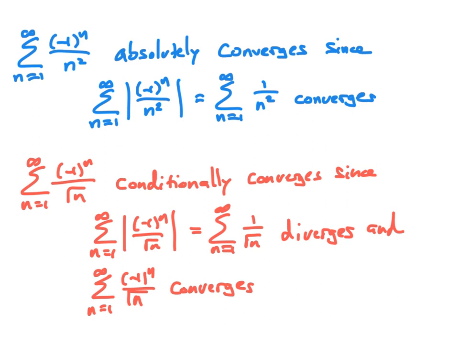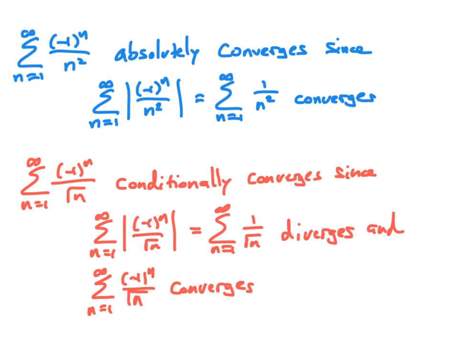So to summarize the two examples that we've seen, the series from n equals 1 to infinity of (-1)^n over n squared is an absolutely convergent series, since when we take the series of absolute values, we obtain the series with term 1 over n squared, and that is a convergent p-series, and therefore the series of absolute values converges, and therefore the series is absolutely convergent.